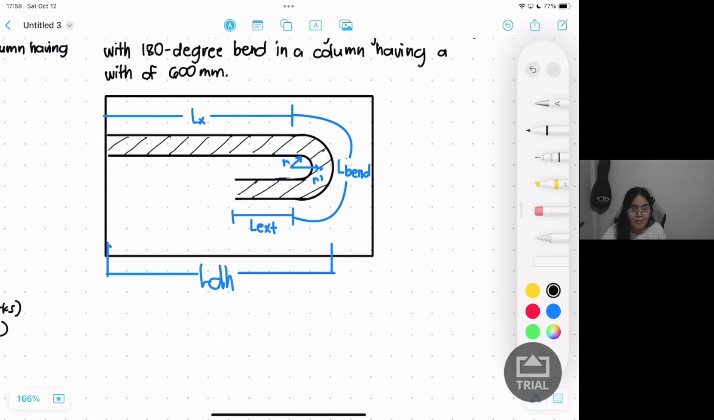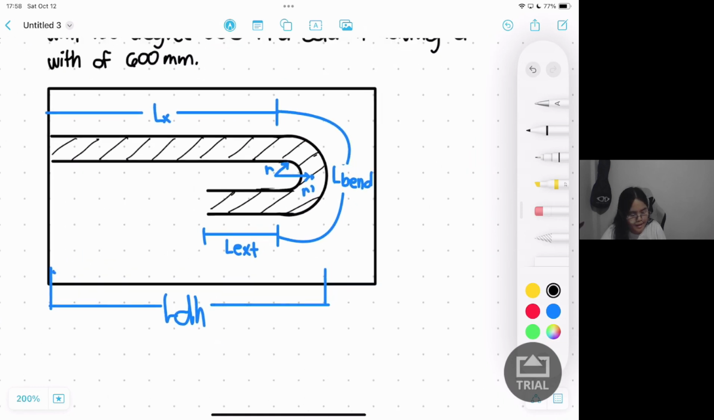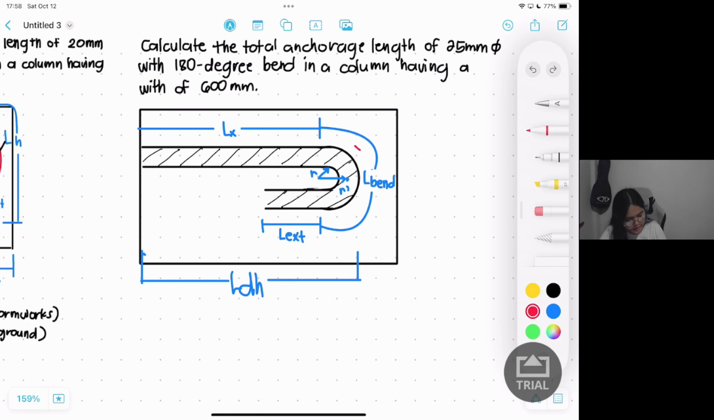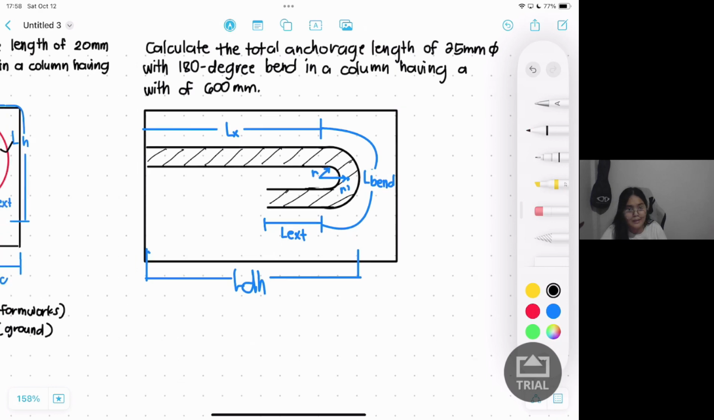Okay? And similar process lang actually kanina sa 90 degree bend. Ang pagkakaiba niya lang ay yung magiging computation ni L sub bend. Kasi instead of a quarter circle, kung mapapansin nyo dito, meron naman tayong semicircle. So, instead of dividing the circumference by 4, i-divide lang natin siya by 2. Okay? So, kanina, ang nakuha nating Lbend, sige, i-compute na lang natin ulit.